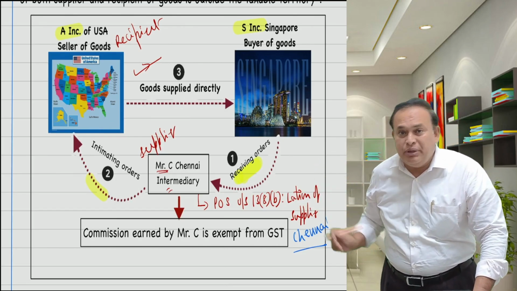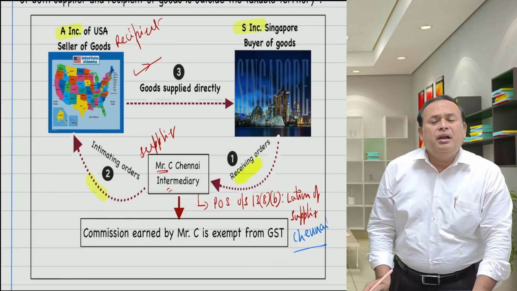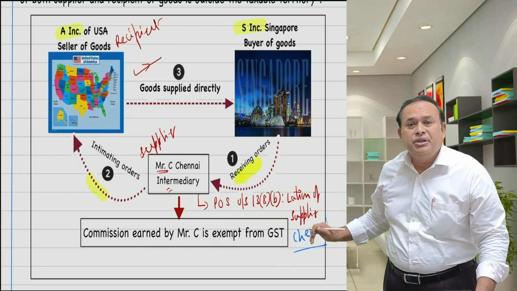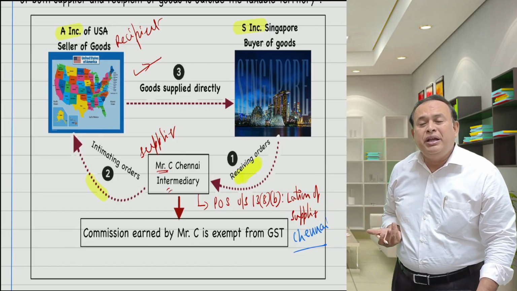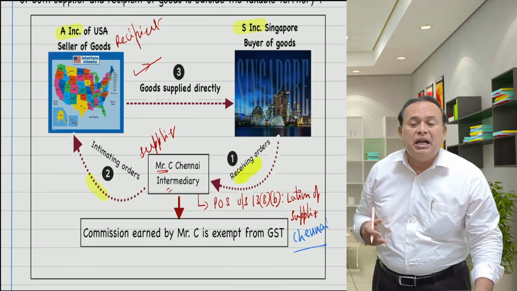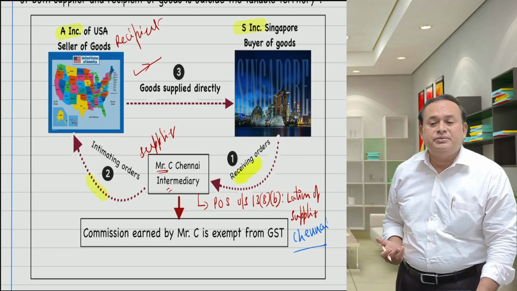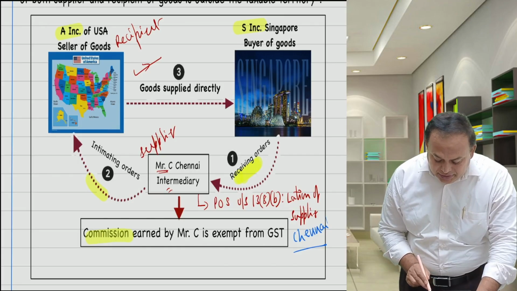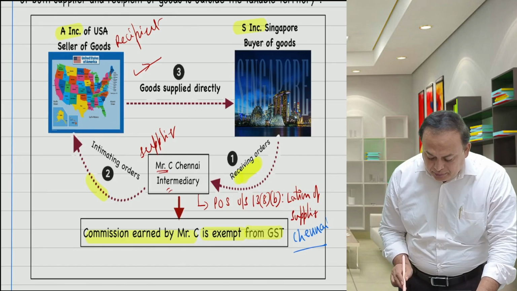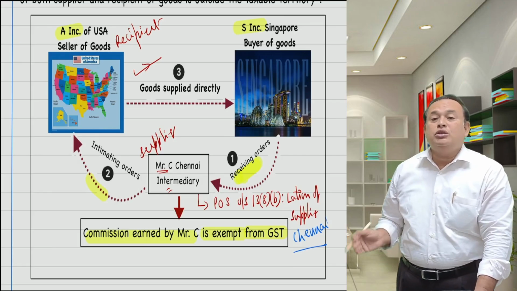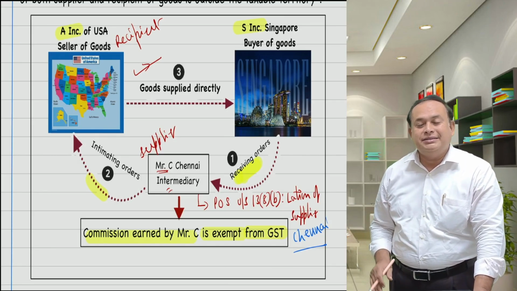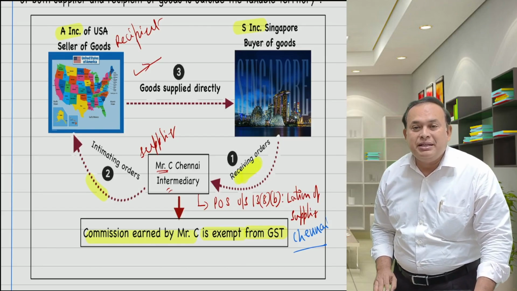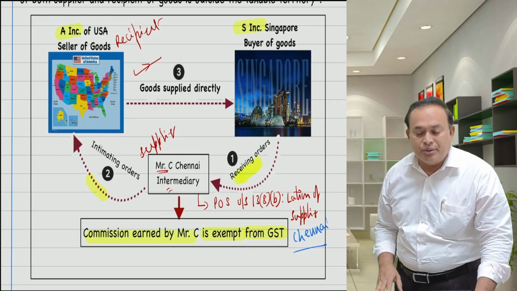If this exemption were not in place, C of Chennai would be liable to pay IGST. Because this exemption is in force, C of Chennai is not liable to pay GST on such commission from a company incorporated in the USA. So the commission earned by Mr. C is exempt from GST, even though the place of supply is in India. One can expect this type of point in the examination also.